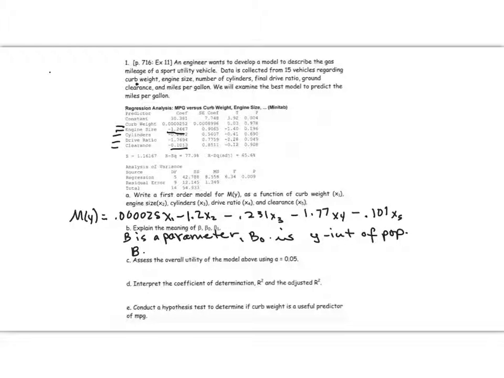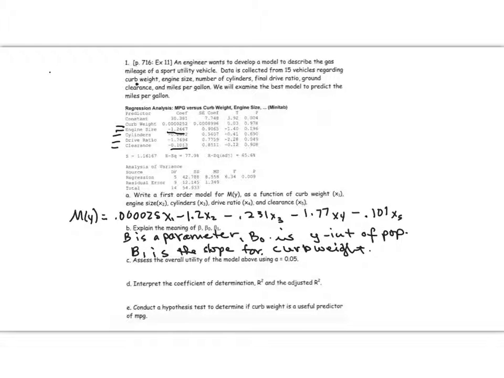And then beta 1 is the slope for our population, and in this case, it is curb weight.